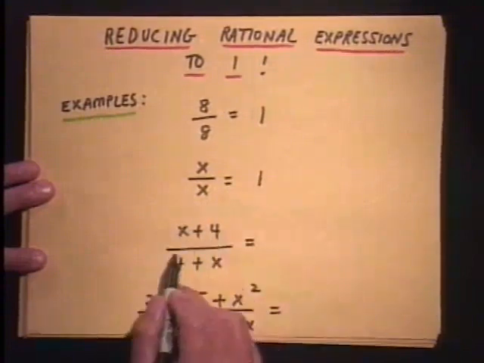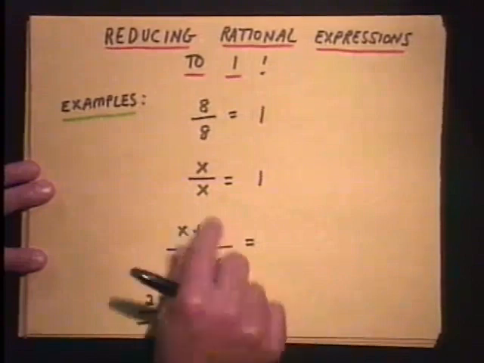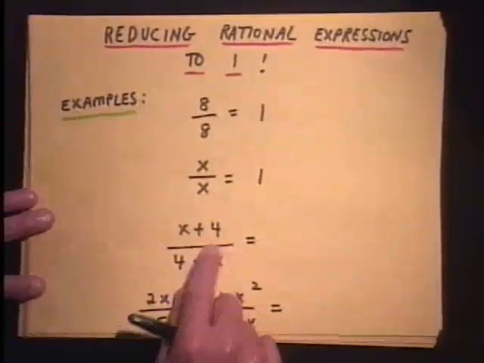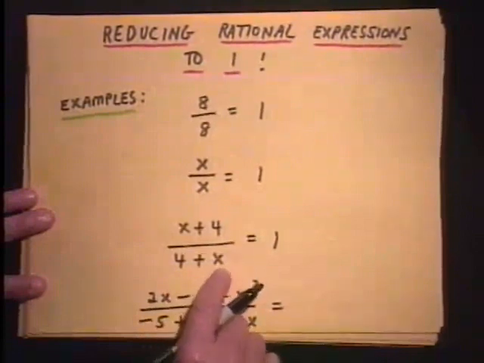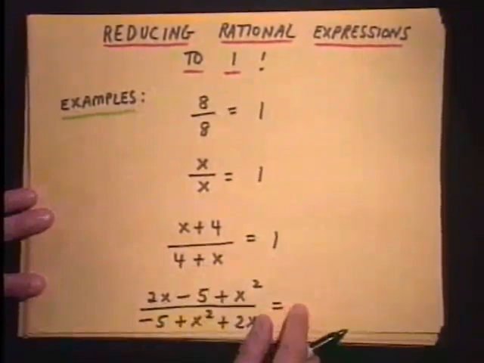X plus 4 over 4 plus x. Does that commutative property bother you? Anything over itself is 1. Now remember, in this case, x could not be negative 4, or we would have 0 in the bottom. That would be a problem.